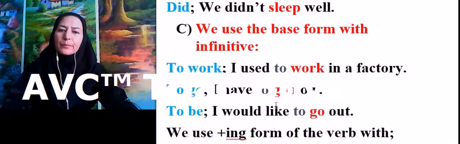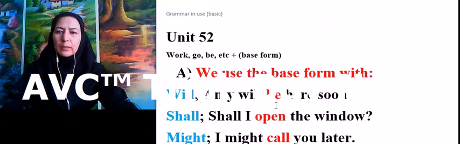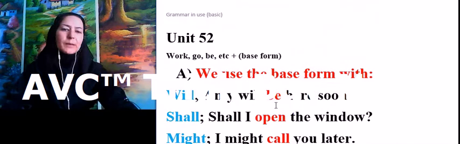Okay. Unit 52 was about base form of the verb and ing forms of the verbs. We talked about all of these.